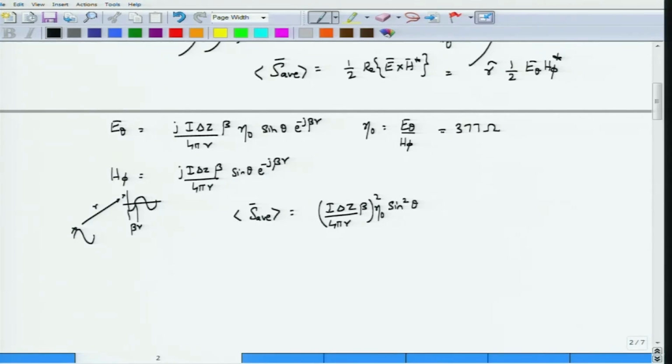And how do you measure this power density? Well, power is measured in watts and you are looking at the Poynting vector, which is supposed to measure power per unit area, right.